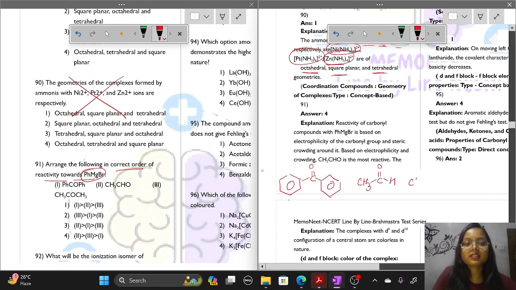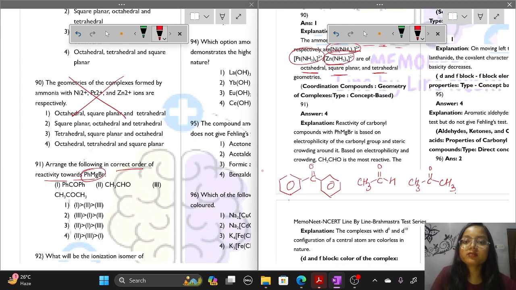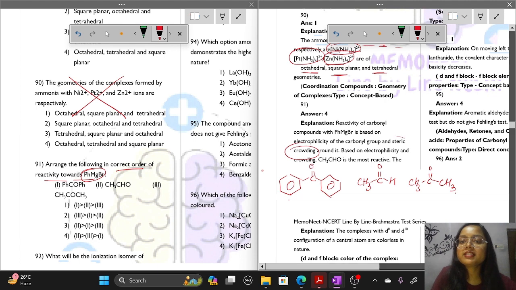Next is CH3COOH, and next is CH3COCH3. It is acetone. So the correct order of reactivity depends on the crowding, or the steric crowding. In which of these the steric crowding is the most, that means it is the least reactive. So this will be the least reactive. Let it be number 3.